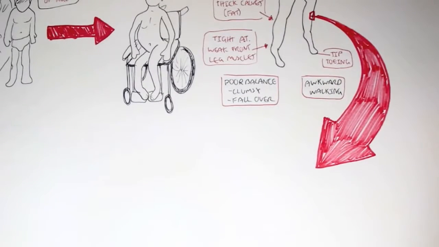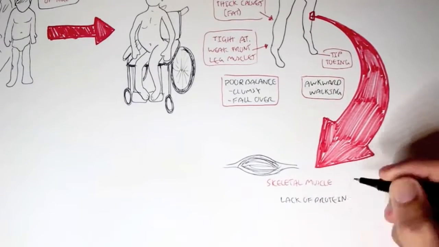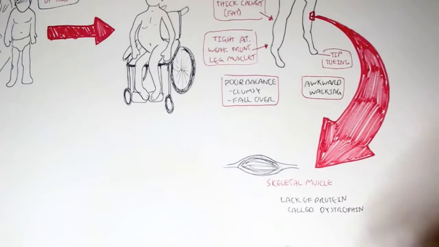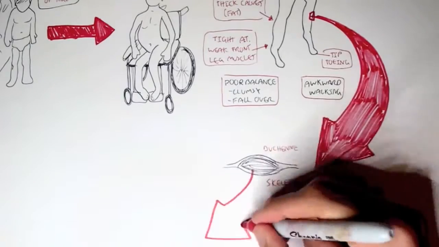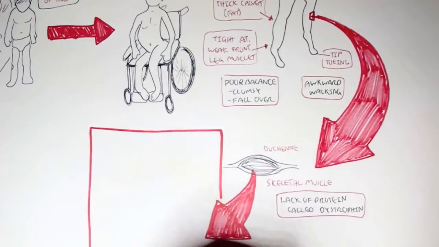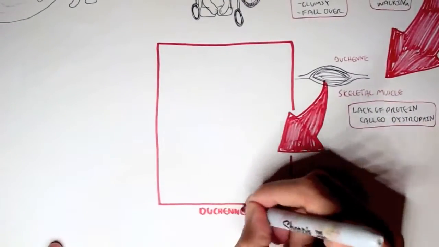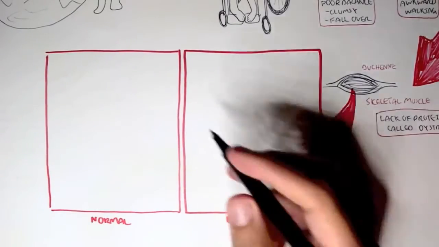So let's look at the pathophysiology and what's happening in the skeletal muscles. In the skeletal muscles, there's actually found to be a lack of a protein called dystrophin, and this contributes to Duchenne muscular dystrophy. So if we compare a Duchenne muscle with a normal muscle, let's look at the normal muscle first.